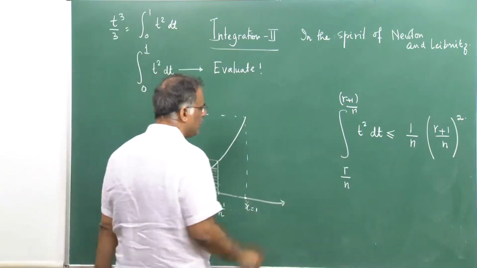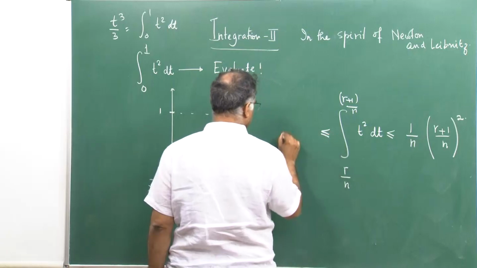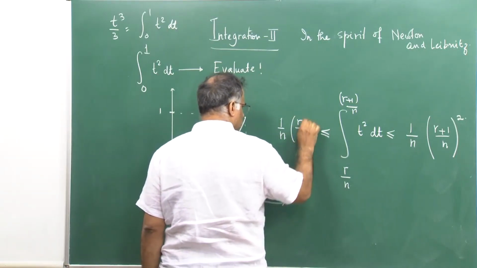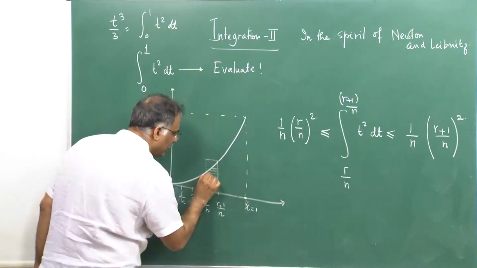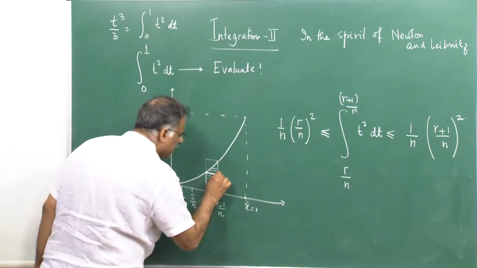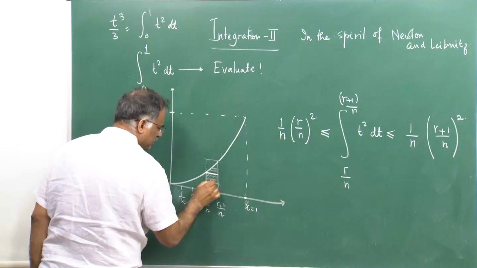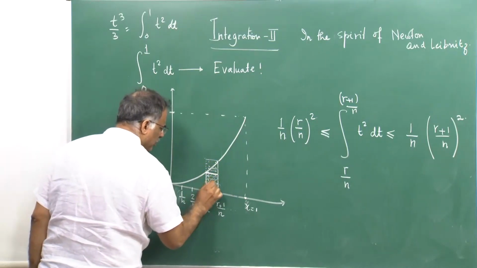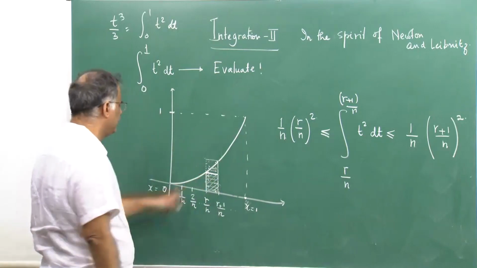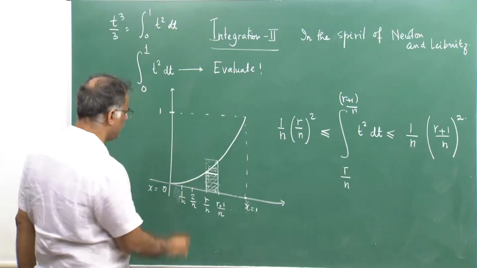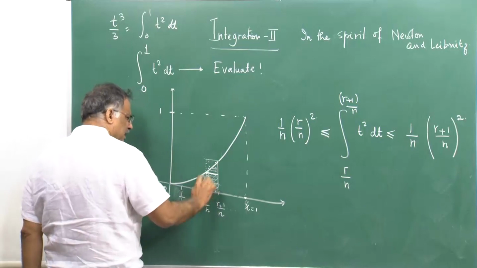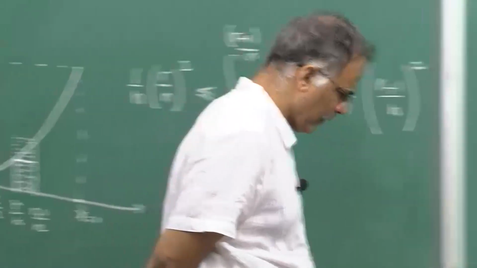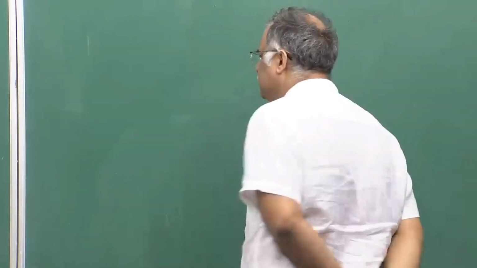Similarly, here on the other side it would be 1 by n into r by n whole square, because now the area we will be looking into is this rectangle. One is the upper one and one is the lower one. So, here the lowest value of the function on this range is r by n. This is an increasing function, that you clearly observe.